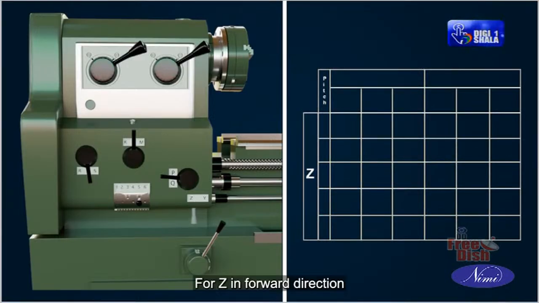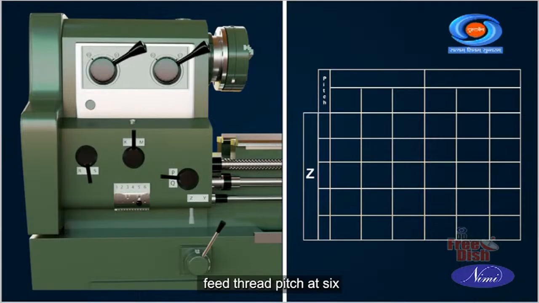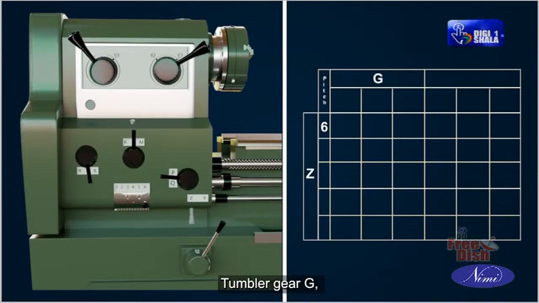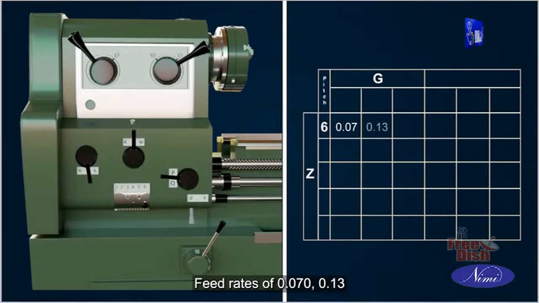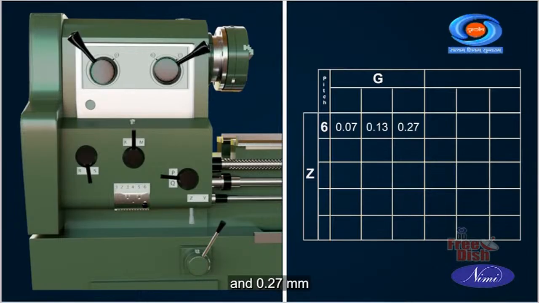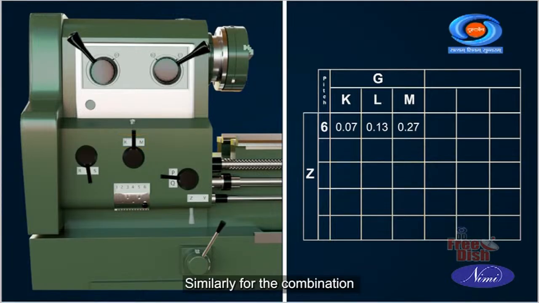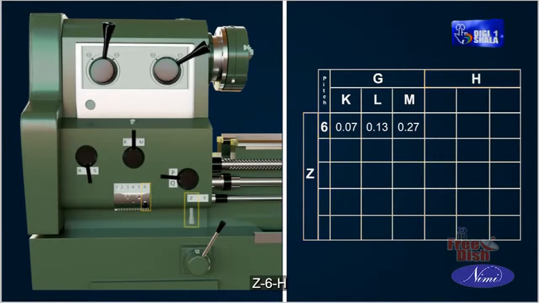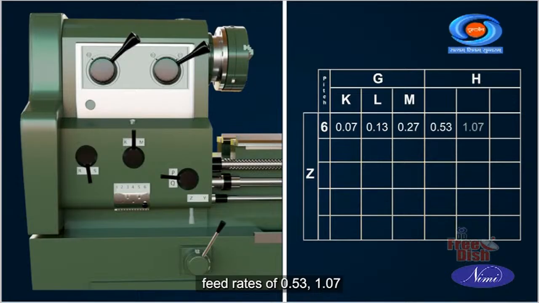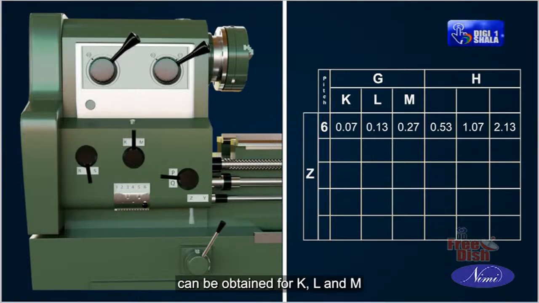For Z in forward direction, with this gear combination, feed thread pitch at 6, tumbler gear G, feed rates of 0.07, 0.13 and 0.27 mm per revolution respectively can be obtained for K, L and M. Similarly, for the combination of Z6H feed rates of 0.53, 1.07 and 2.13 mm per revolution respectively can be obtained for K, L and M.